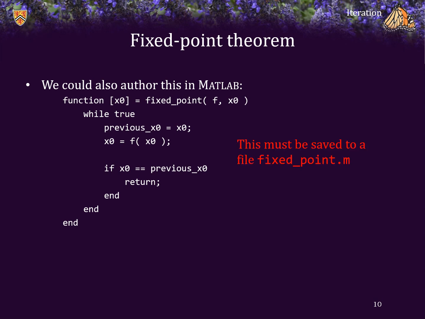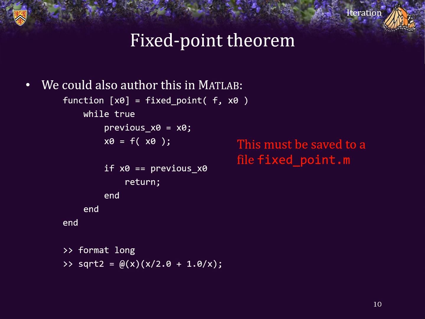Now, this must be saved to a file called fixedpoint.m. The way MATLAB finds a function is to look for a file with the function name .m. All right, let's now run MATLAB. Format long, so we have 16 significant digits printed.